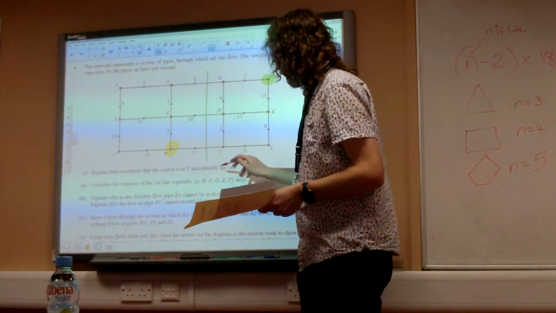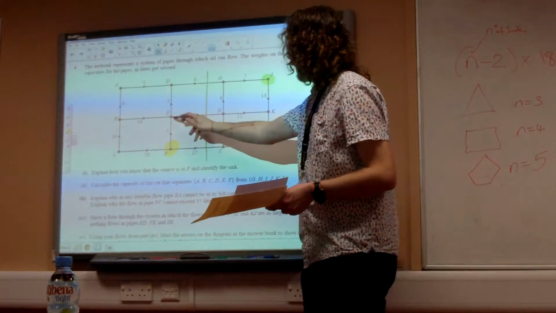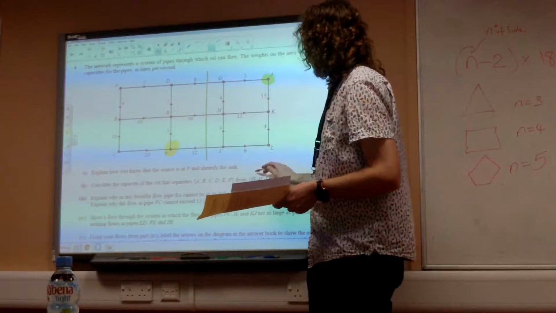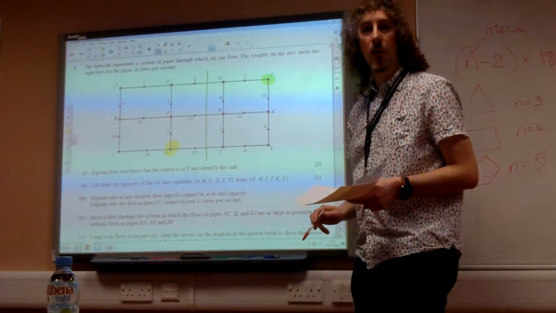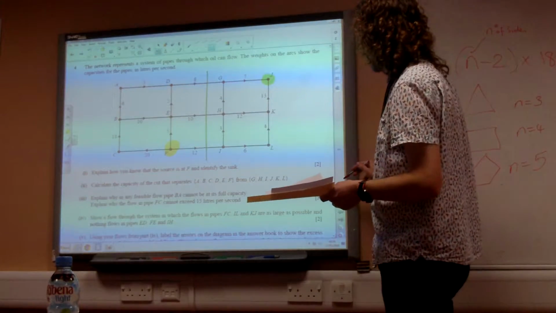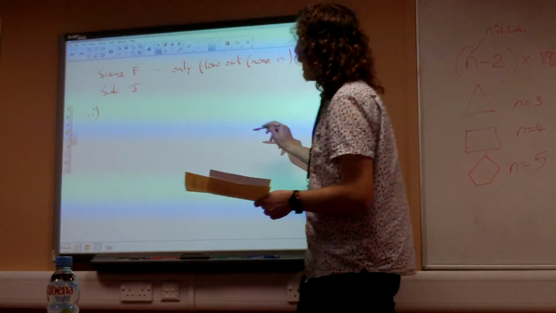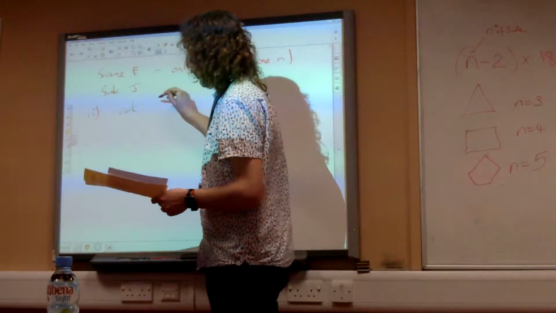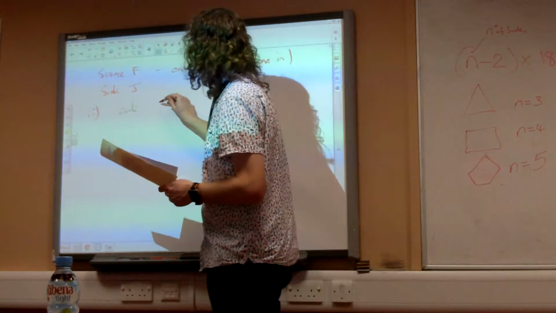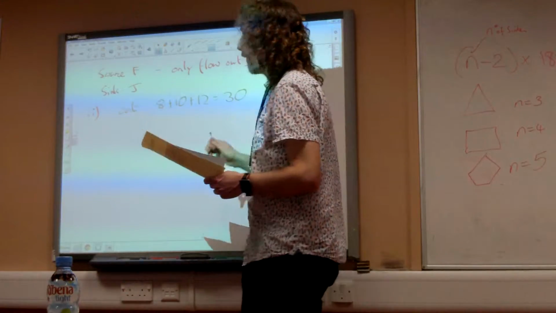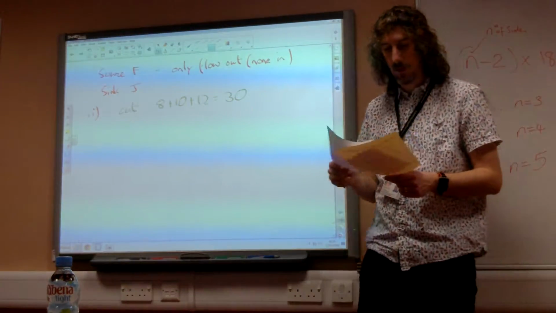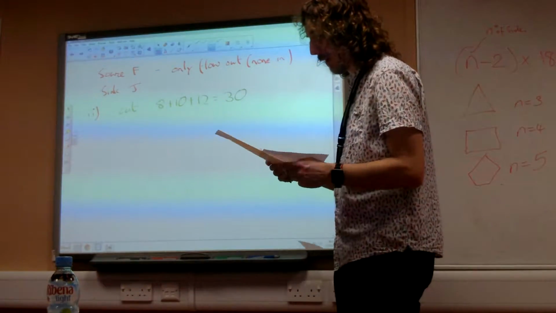That's F to I there, E to H is across the cut, D to G is across the cut. So all 3 of those are flowing across the cut. So we're adding them together. So the cut is, what did we just say, 8 plus 10 plus 12. So there's a cut there of 30. Great, another very straightforward mark.